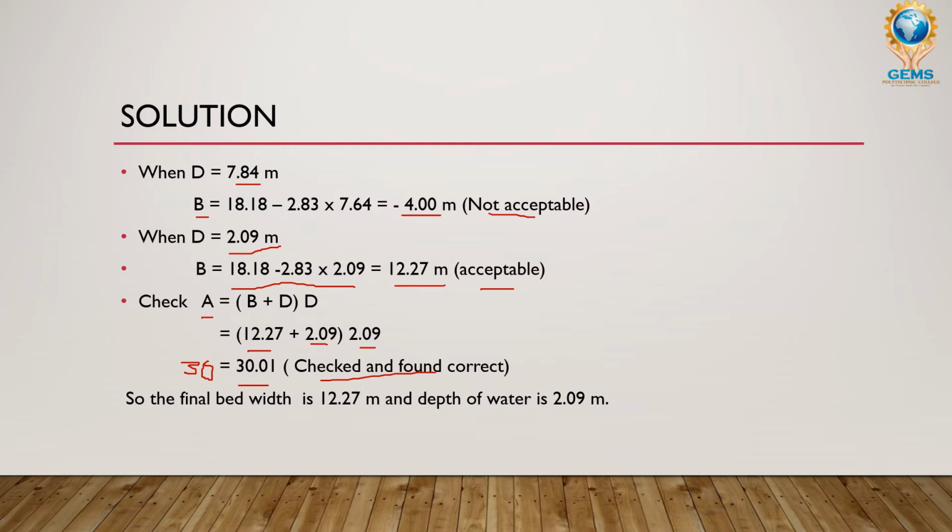So you are going to write the values as: final bed width is 12.27 meter, and the depth of water is 2.09 meter. Kindly make a note of this sum. This sum may come in our exams.